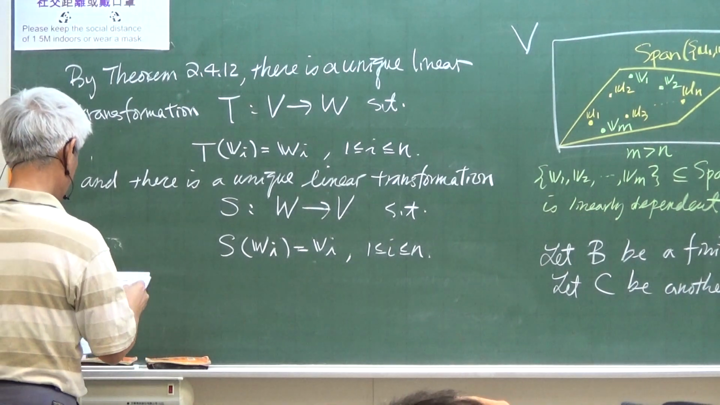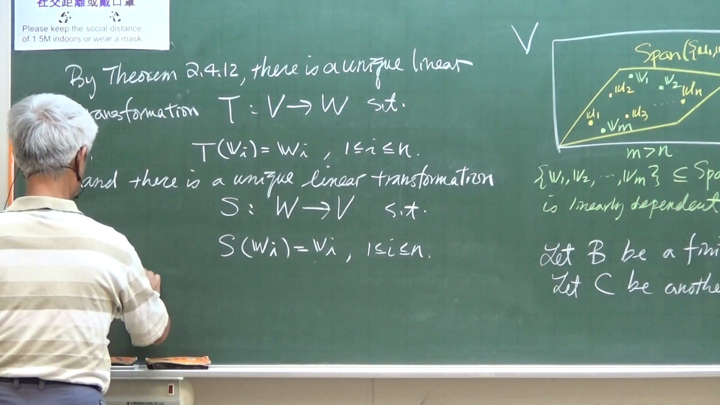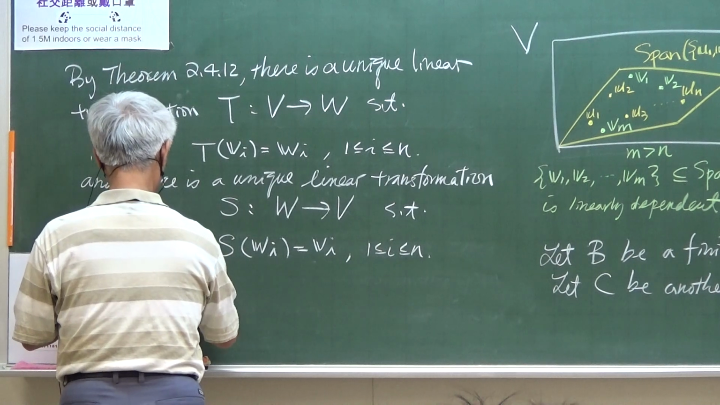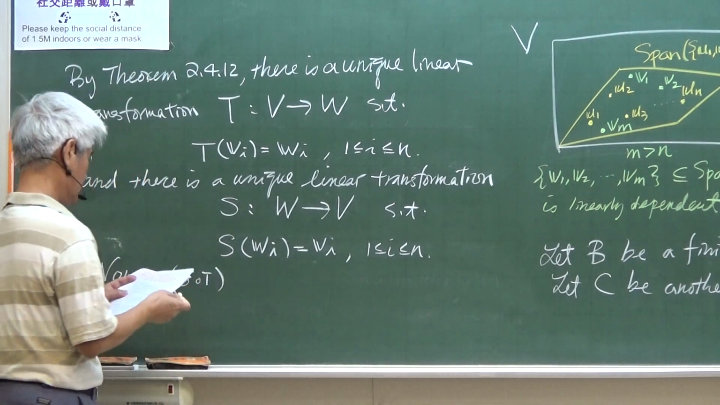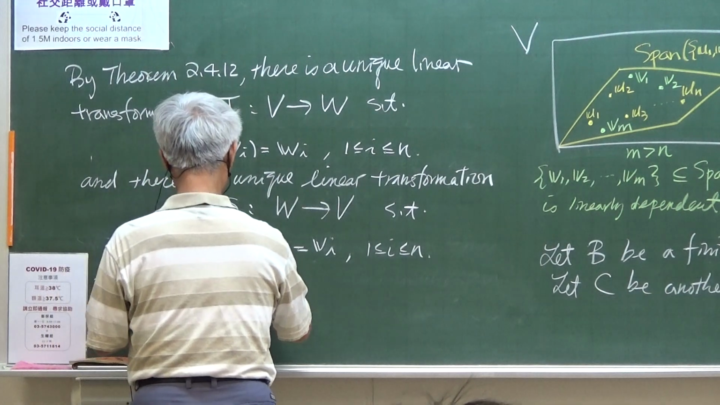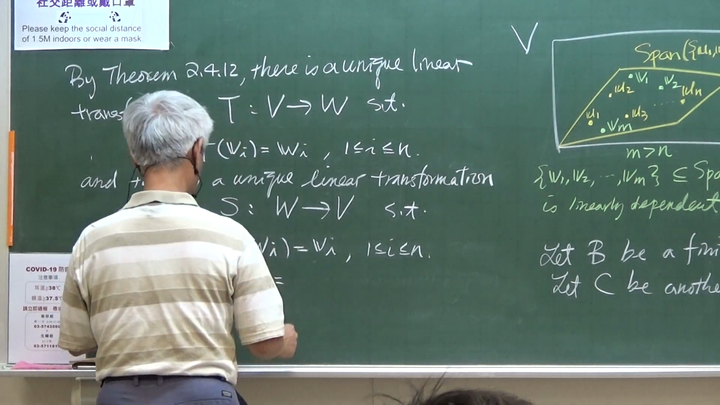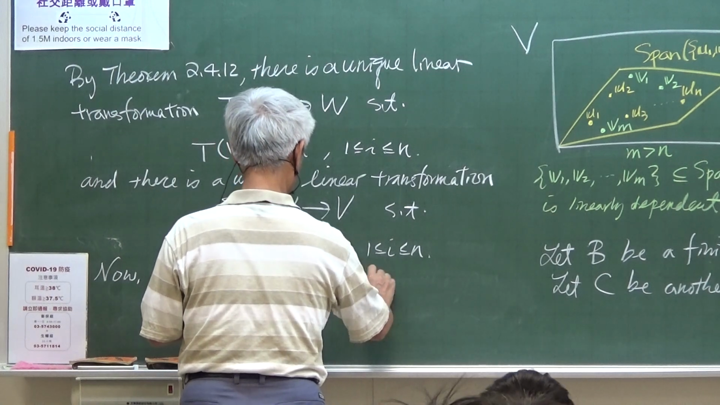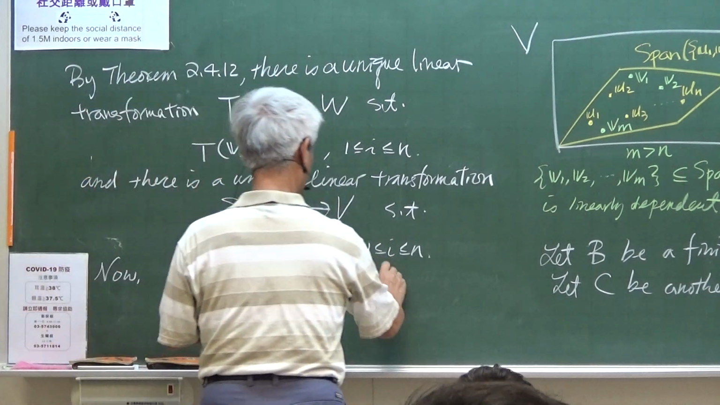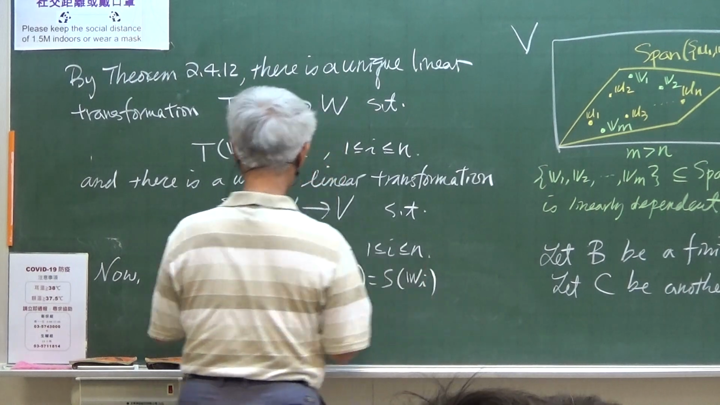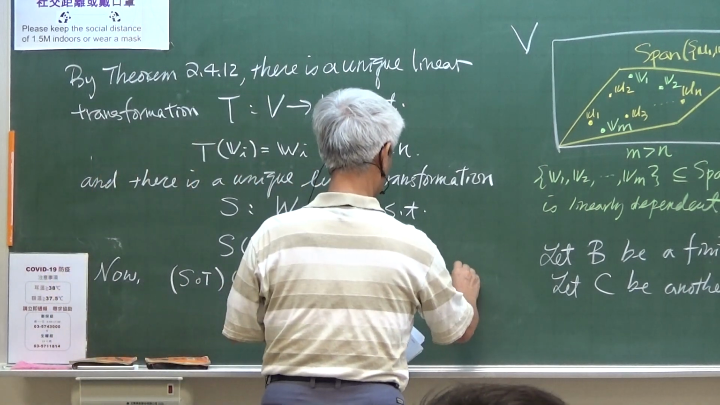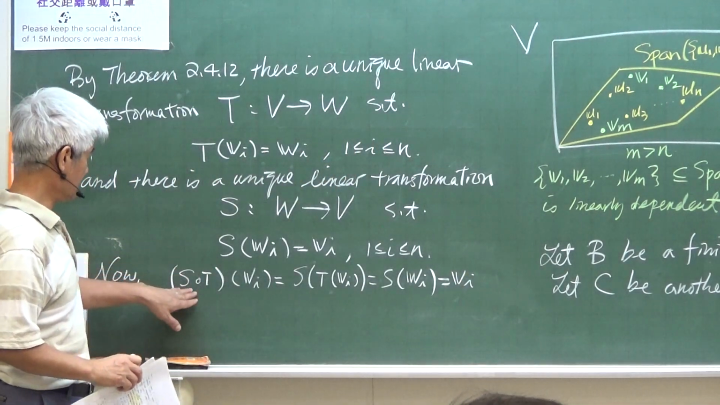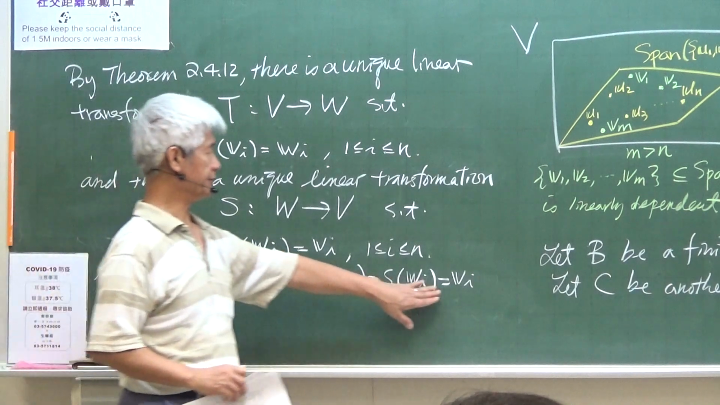All right, so now we look at the composition. So now you compose S with T, then operate on Vi. Then we find that S T Vi, but T Vi is Wi, so S Wi. But S Wi is Vi. So the composition of S and T sends Vi to Vi.